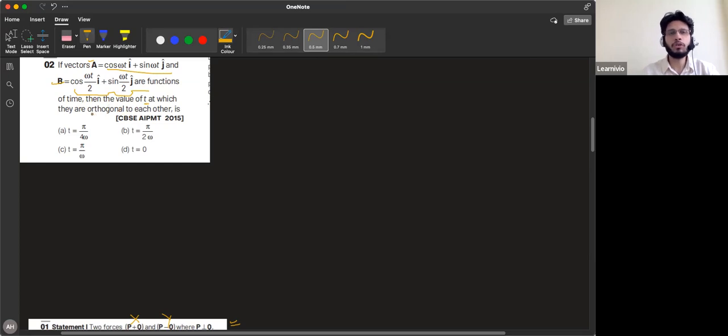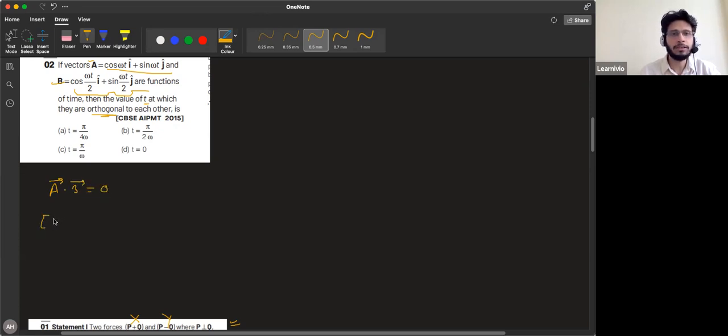Hamza, what does orthogonal mean? Perpendicular. So these two vectors are orthogonal, that means they are perpendicular. So if two vectors are perpendicular, then what is the value of the dot product? Yeah, the dot product is 0. Good. So you can simply write this as A dot B equal to 0.